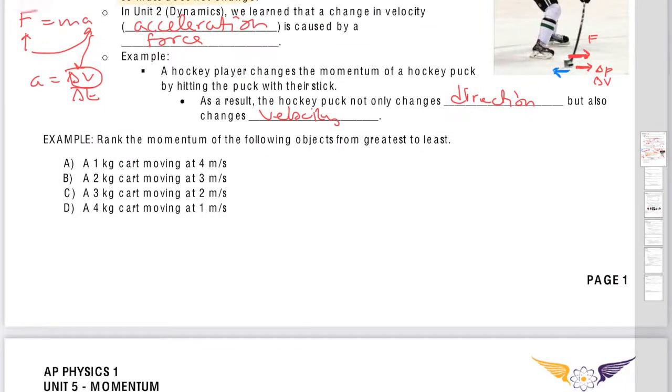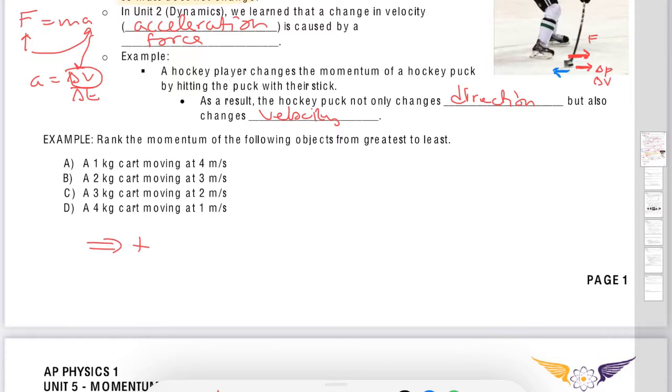All right, so here's just a quick little ranking task. Again, AP is moving towards these ranking tasks, and so rank the momentum of the following objects from greatest to least. And this is very classic. The question would just be, what is the greatest momentum? So all we really have to do here is m times v. And we're going to assume that these are all heading in the positive direction.